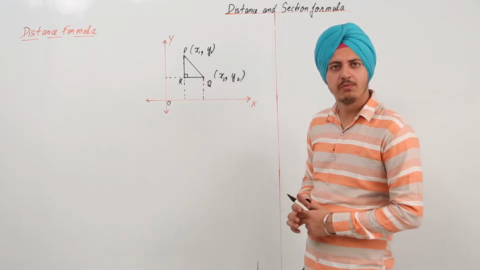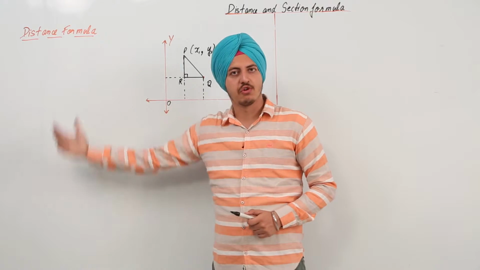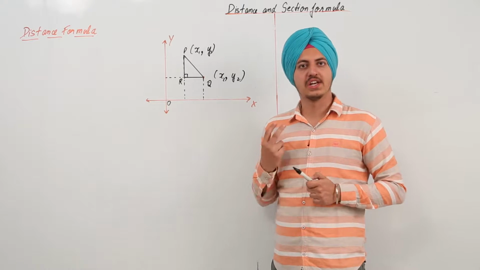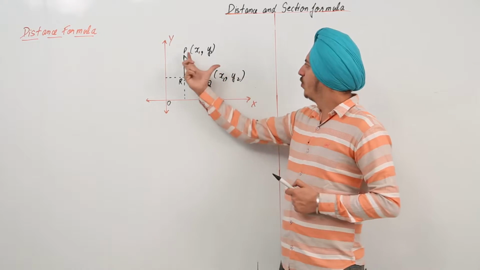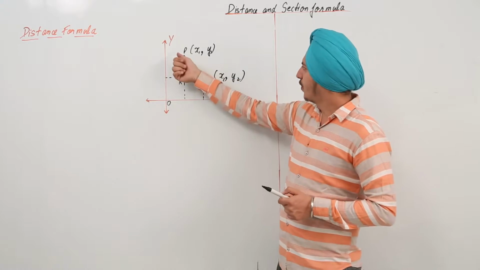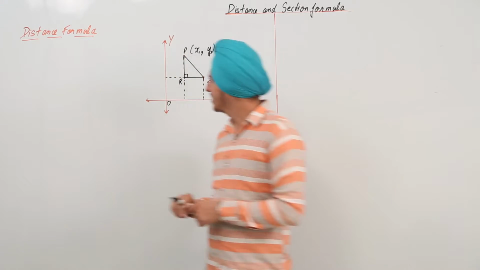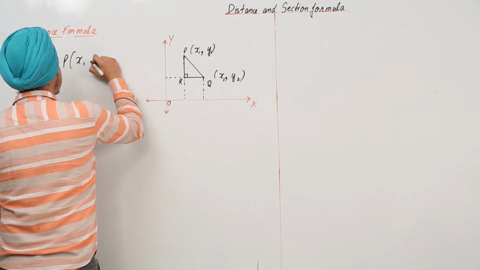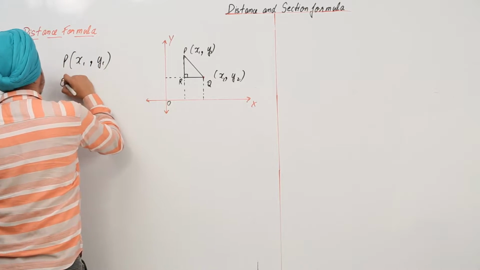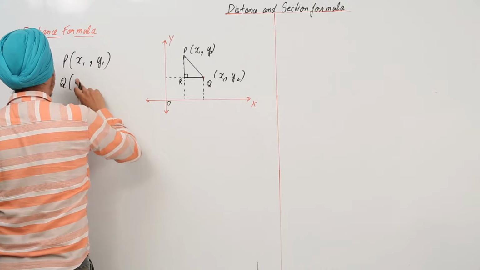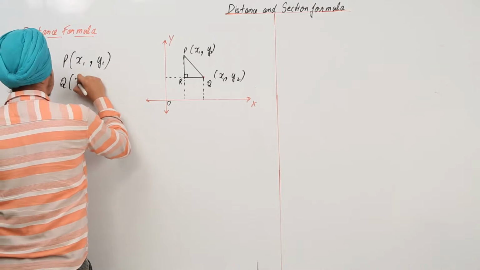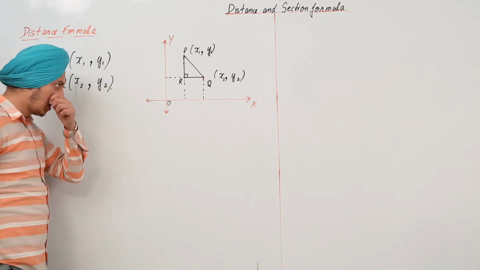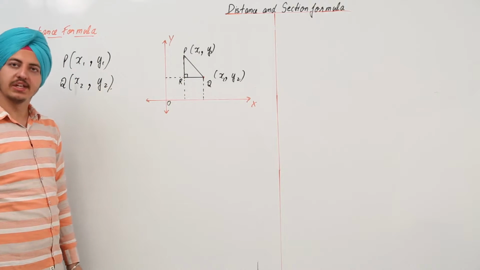Now the next thing we're moving on to is the distance formula. How do we find the distance between 2 points in a Cartesian coordinate system whose coordinates we know? So the 2 points are P and Q, and the coordinates we know are: P is x1, y1, and Q is x2, y2. Okay. So how do we find the distance between P and Q?